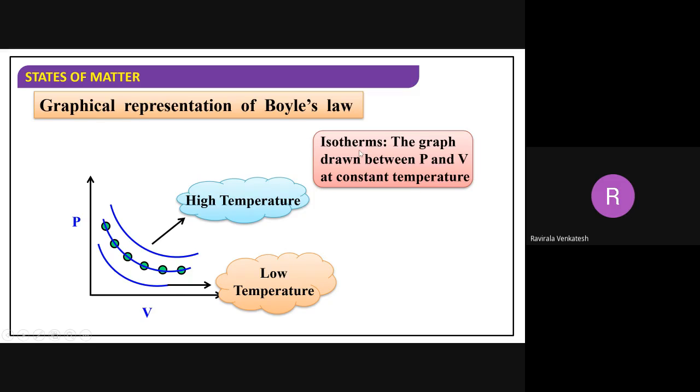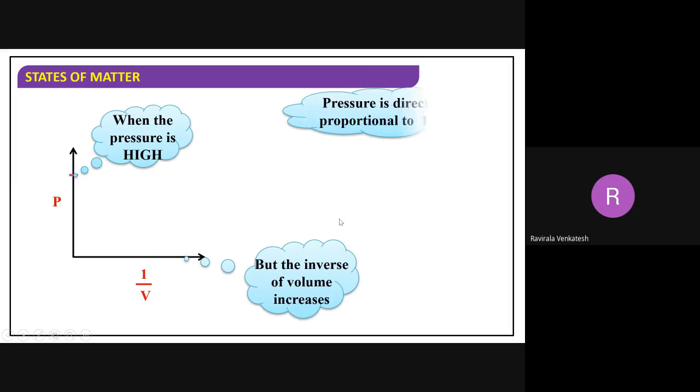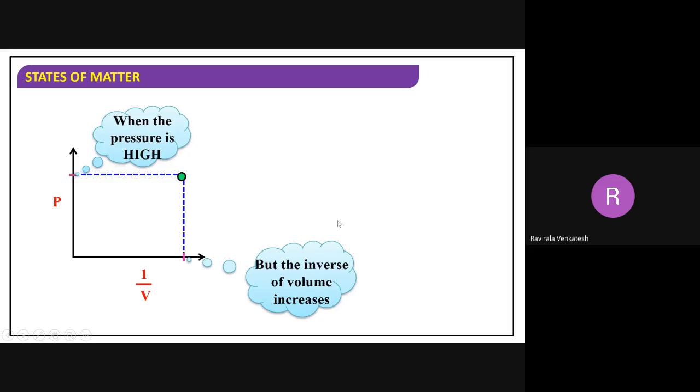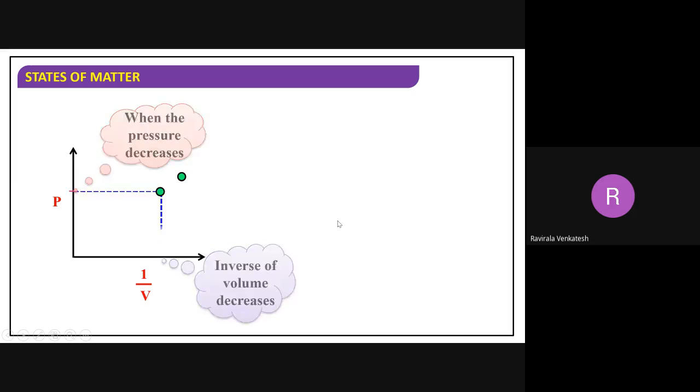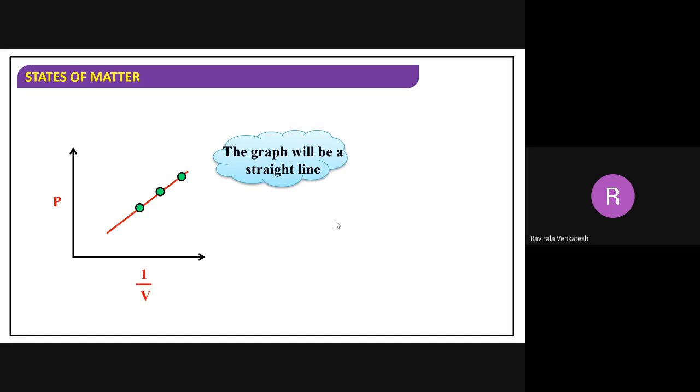We call it an isotherm, because if you plot a graph at constant temperature, that is generally called an isotherm. Here it is T1, T2. In Boyle's law, always remember T1 is less than T2, and T2 is less than T3. For all the graphs, in this way we are going to get the graph.